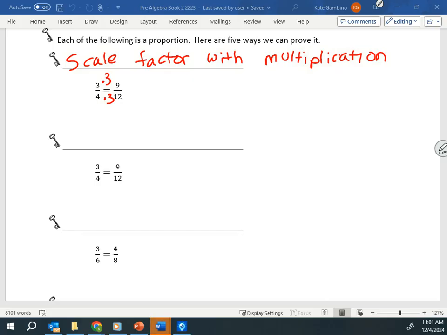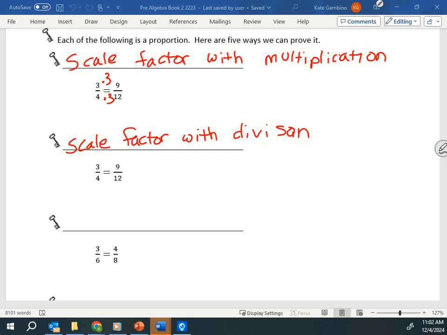Look at our next one. This one is scale factor with division. And there's an I in there. I can't squeeze it in. Division is spelled wrong. Throw an I in before the O.